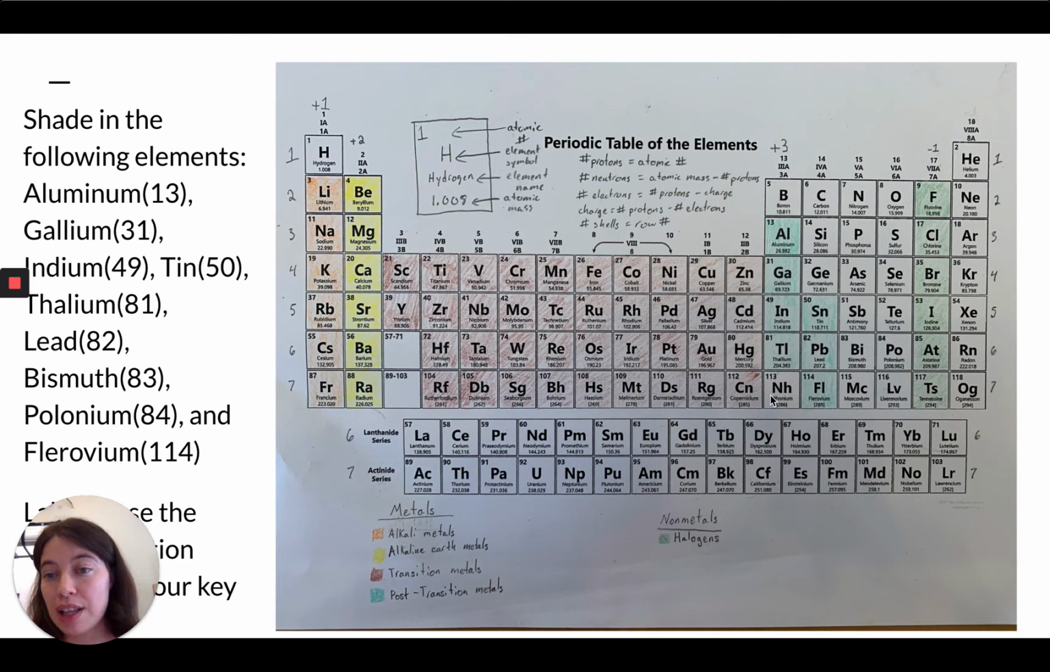But this column can form ions. And if you think about column 3A, everything in that column is going to have 3 valence electrons. Remember, you can tell how many valence electrons something has by which column of the periodic table it's in, and you can tell how many shells of electrons something has by which row of the periodic table it's in. So something like aluminum has 3 valence electrons and 3 electron shells, while gallium has 3 valence electrons and 4 electron shells.